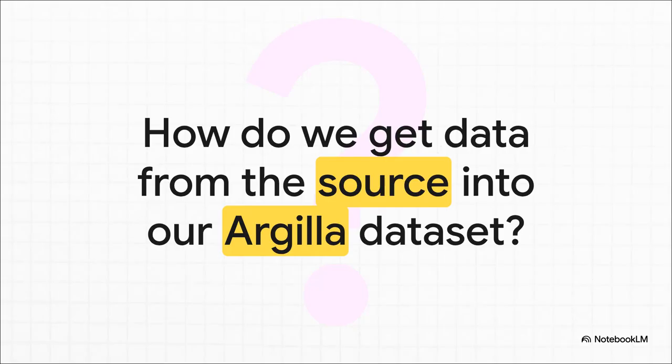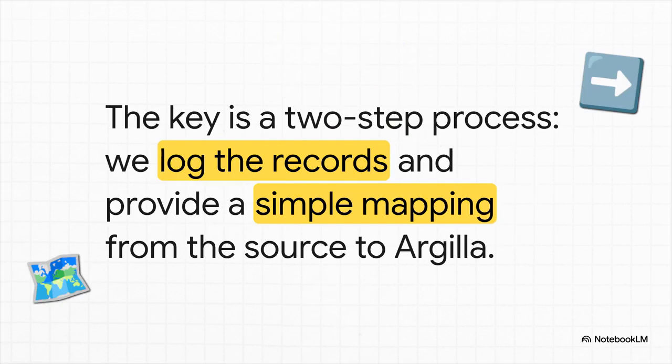So, that's the big question, right? How do we bridge this gap? How do we get all of our raw data from that source file into this awesome structure we just built in Argilla? You might think it's complicated, but it's actually incredibly straightforward. The secret sauce is a simple two-step process. We log our records, and we provide a mapping.